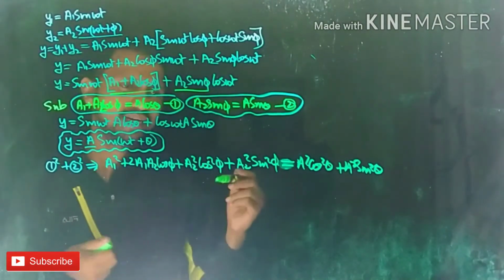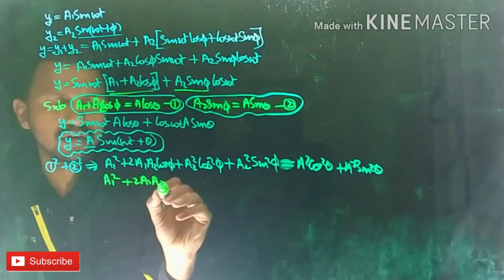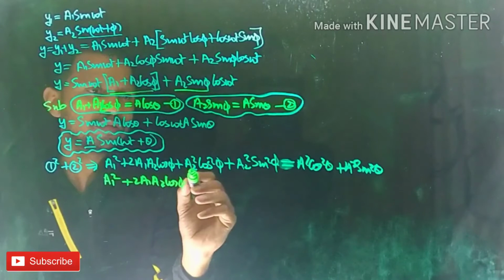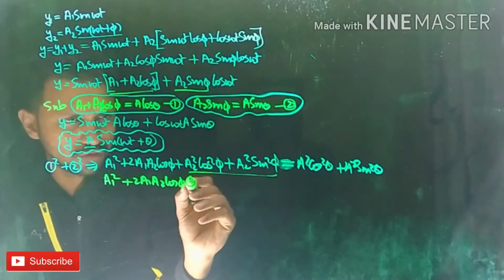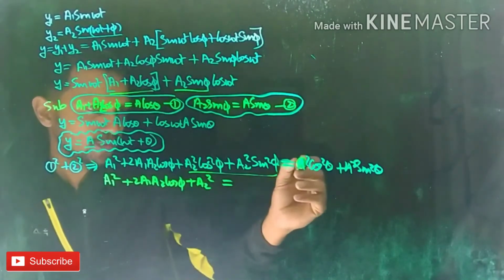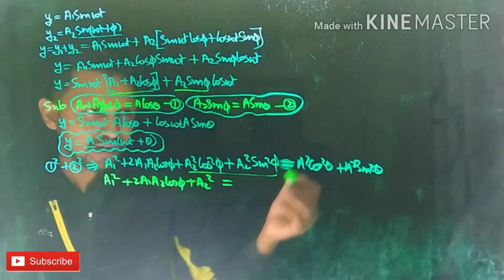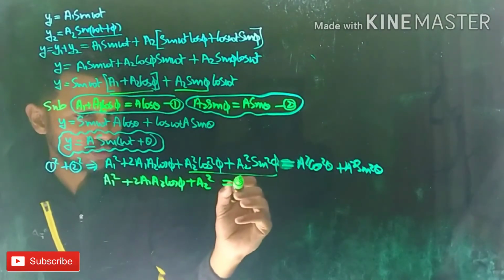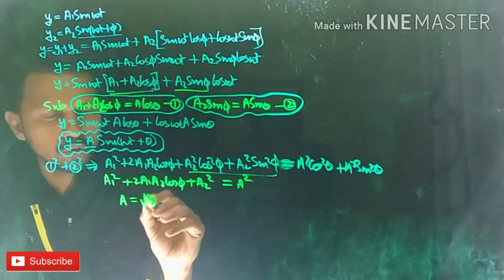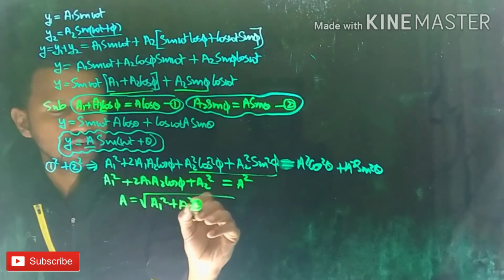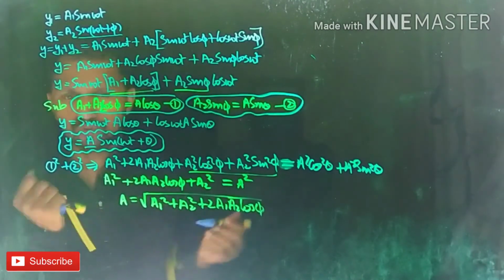Then on analyzing, a1² is retained as a1² itself, and 2a1a2 cos φ is also rewritten as such. From these two terms we can take a2² common, and the remaining is cos² φ + sin² φ, which is 1. Therefore, on the RHS, A² cos² θ + A² sin² θ, taking A² out, cos² θ + sin² θ is 1, therefore A². That means we get A = √(a1² + a2² + 2a1a2 cos φ). This is our expression for the amplitude of the two combining waves.